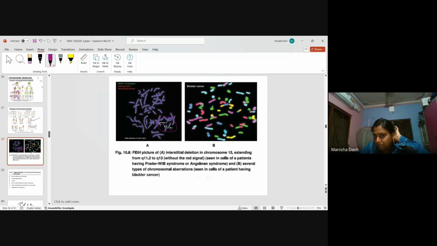And here you can observe this is a photograph of a cell taken from a bladder cancer. So here many abnormal chromosomes can be seen. For example, here if you see, there is no centromere present, and somewhere here you can see deletions as well. In some cases you can observe duplications here, and translocations are seen here. So many kinds of chromosomal abnormalities can be seen.